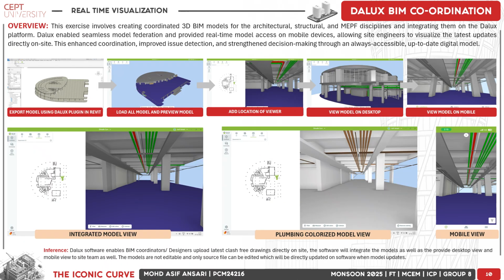Now moving on to real-time visualization of project to site team through Dalux software. For the Iconic Curve, we use Dalux for real-time BIM visualization by exporting coordinated architectural, structural, and MEP models from Revit and uploading them to the platform. Dalux allowed seamless model federation and enabled site teams to access the latest model updates both on desktop and mobile. This significantly improved spatial understanding, clash visibility, and installation clarity.